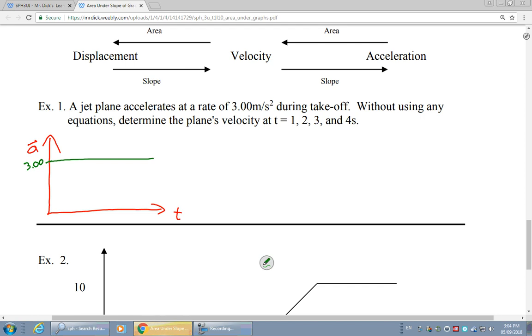And then we've got some various points in time. So we'll mark off a point at t1, at t2, at t3, and t4. Again, doesn't have to be perfect, just needs to be able to give us a rough idea of what's going on.